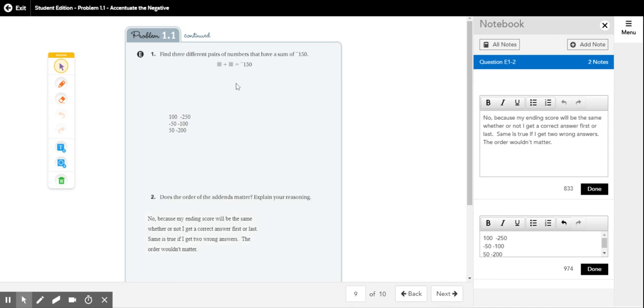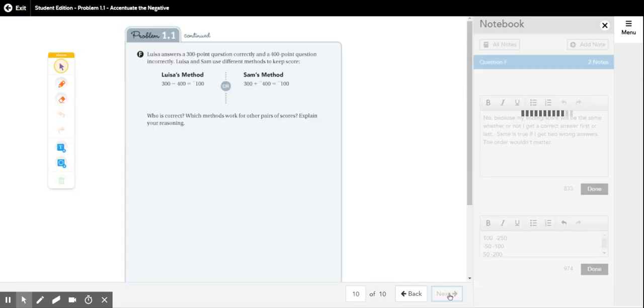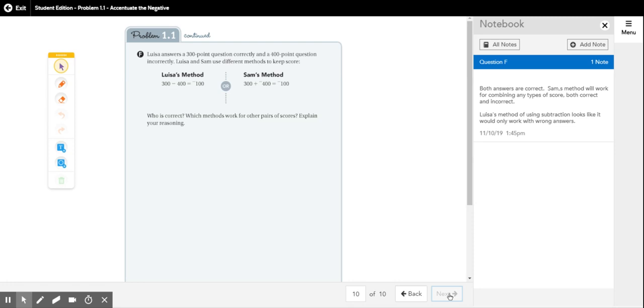Okay, so as long as we're adding and the negative moves with the number. The 200-point question has to be incorrect, whether it's first or second. The 50-point question has to be correct or positive, whether it came first or second. And then we can add those together and we'll get the same answer. That's going to be a really important lesson that we're going to hit a lot for this unit. So order doesn't matter as long as the sign travels with the number. If it was positive first, it has to be positive when it's second.